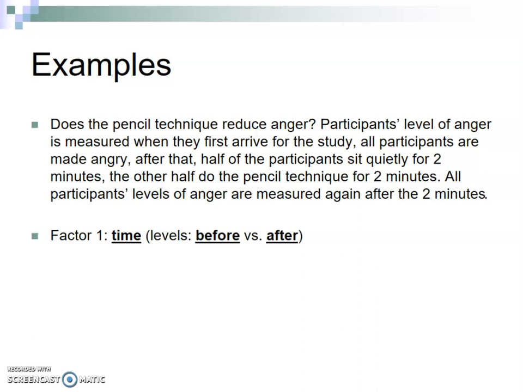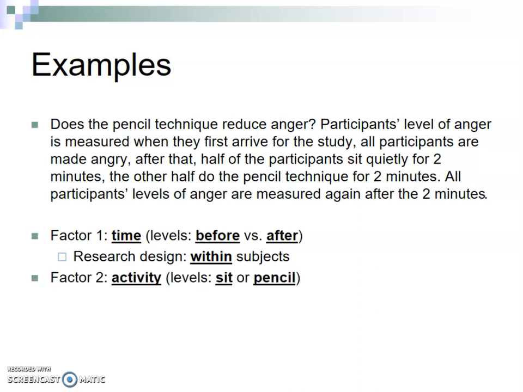So there were 2 time points at which the anger levels were measured, at the beginning and at the end of the study, or before and after they did either sit quietly or the pencil technique. So either way, they were measured at 2 different time points on their levels of anger. So all the participants were measured at both of those time points. And so the factor of time is an example of a within subjects variable, since all the people were measured at the beginning of the study and all of the people were measured at the end of the study.